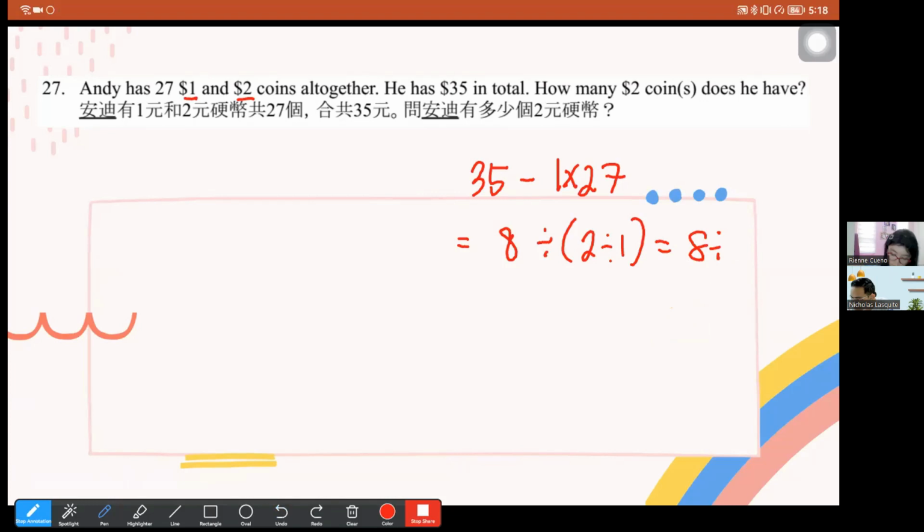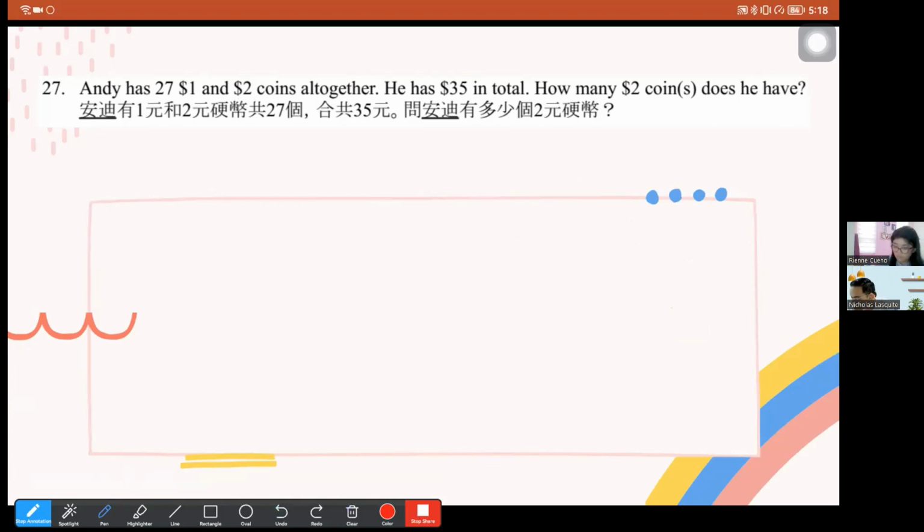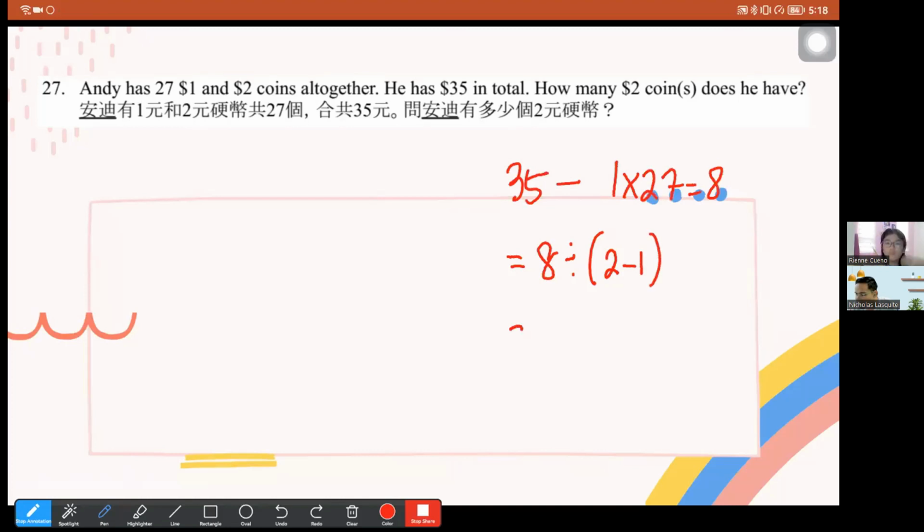So first you have 35 and then minus. You assume that all the coins are $1, so 1 times 27. That would be 8. So this 8, you divide it by the difference between $2 and $1. So that would be 8 divided by 1, which is still 8.